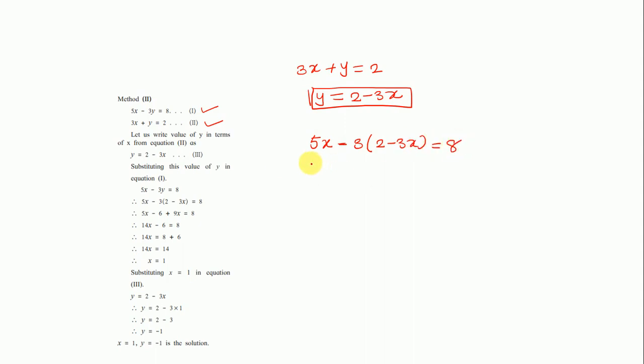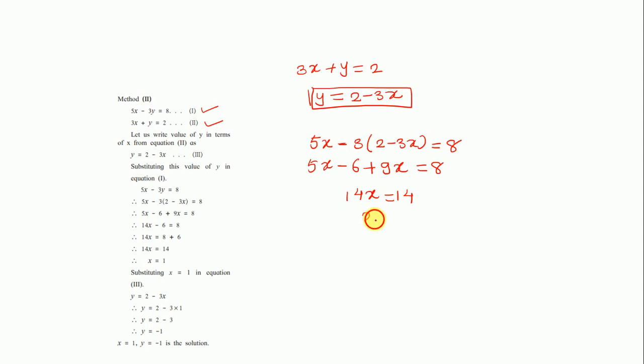So just solve this bracket. So 5x minus 3 into 2, 6, minus into minus gets plus 3 into 3, 9x is equal to 8. Okay, now what will you get? 5x plus 9x, that is 14x, and this minus 6 will go to the right hand side, it will become plus 6. So 8 plus 6 is equal to 14.